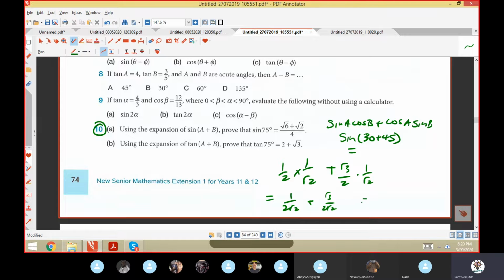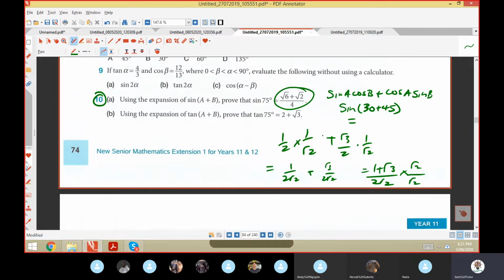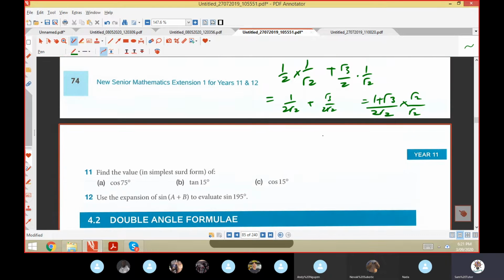Add them, common denominators, and then rationalize. Yep, should give you exactly root 6 when you rationalize. Root 2 plus root 6 on 4. Yep, looks good. So that one will be in your exam. Just be prepared for it. That's obviously the easier form of it. All right, anyone want me to repeat that? Okay.